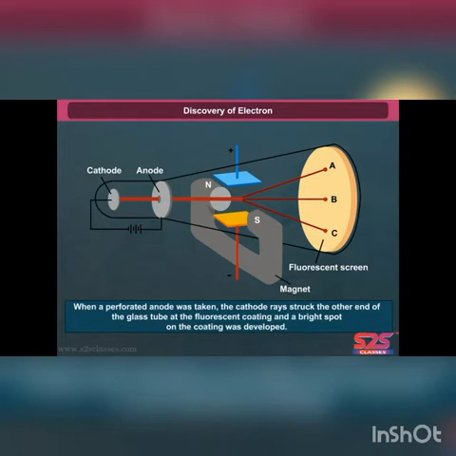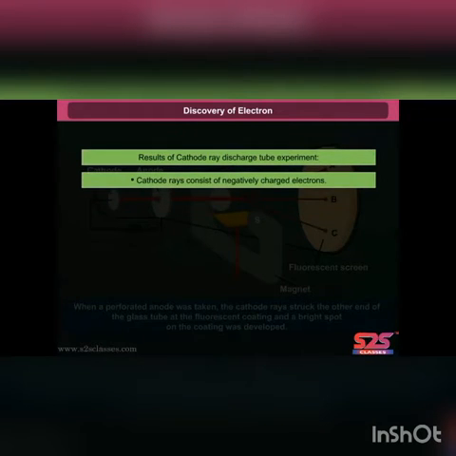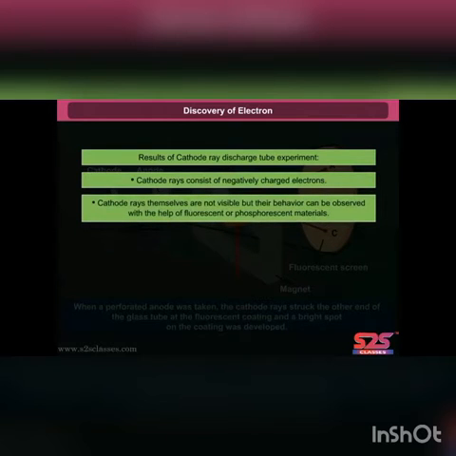When a perforated anode was taken, the cathode ray struck the other end of the glass tube at the fluorescent coating and a bright spot on the coating was developed. The results of this experiment are briefed as: cathode rays consist of negatively charged electrons. Cathode rays themselves are not visible, but their behavior can be observed with the help of fluorescent and phosphorescent materials.